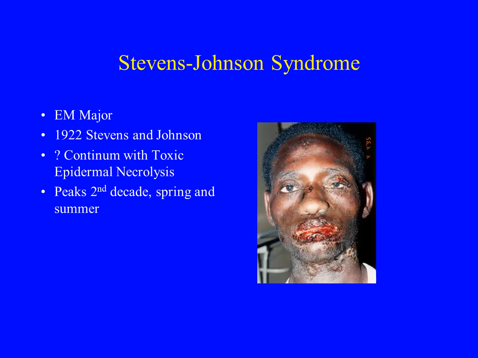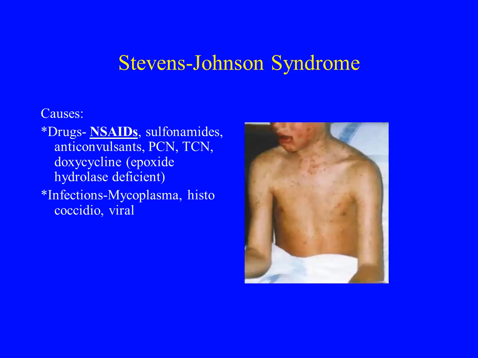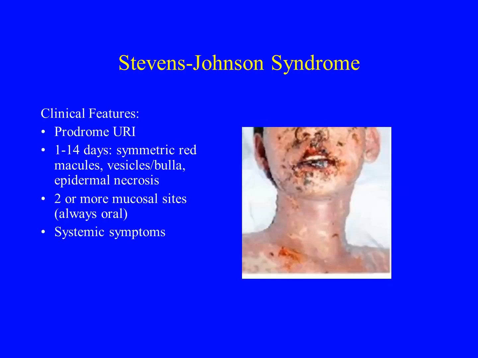May continue with toxic epidermal necrolysis. As you can see, two or more mucosa are involved in this. Drugs, NSAIDs, sulfonamides, anticonvulsants, penicillins, tetracyclines, doxycycline, and to some extent, infections, the viral infections. But now the drug is overpowering the appearance of the Stevens-Johnson syndrome. Upper respiratory infection, then in 1 to 14 days, symmetric red macules may develop, epidermal necrosis. 2 or more mucosal sites are involved. Systemic symptoms are present.